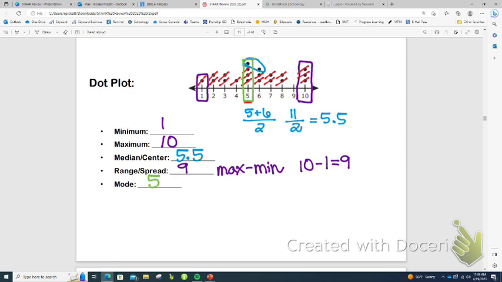So that is how you find the values of box plots and dot plots. Your questions are going to have you compare two different box plots or dot plots. So all you're going to need to know is what these vocabulary words mean so that you can make those comparisons.